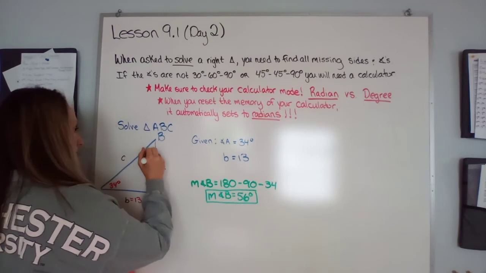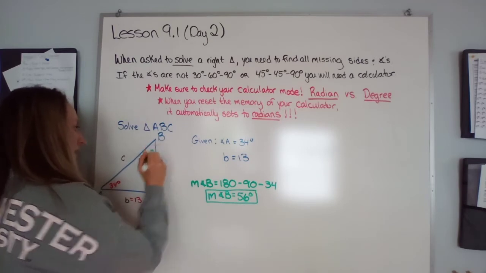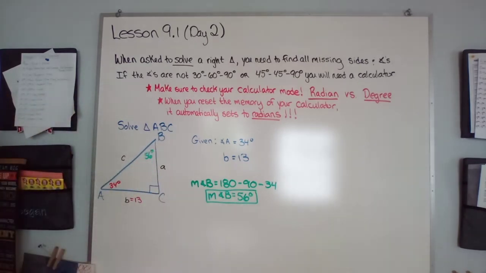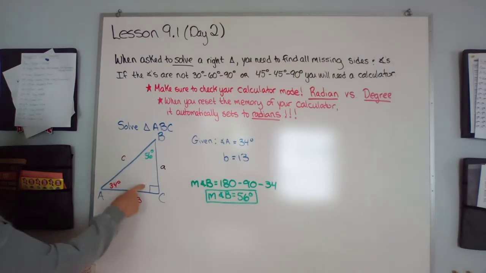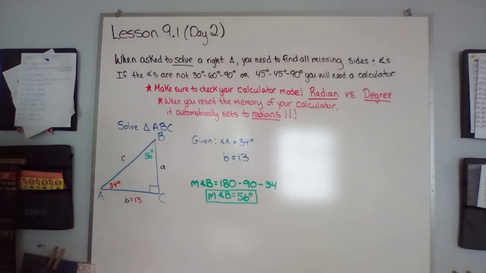So I can label that there. Now, the next thing I need to do is decide, can I use special right triangles? Can I use those side relationships that I explained in the last lesson for 30, 60, 90, 45, 45, 90? And you can't because this is not a 30, 60, 90, or 45, 45, 90. So we have to use trigonometry.